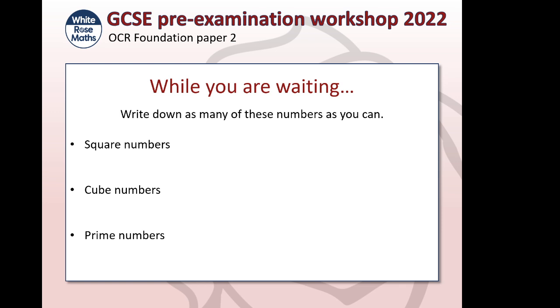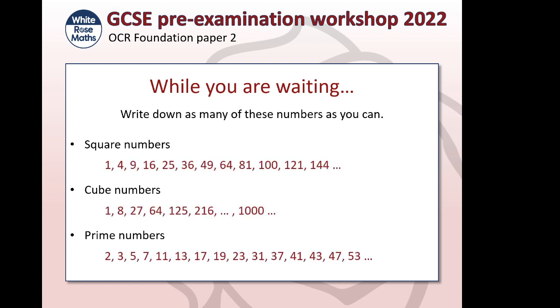So, your square numbers, your cube numbers, and your prime numbers. Square numbers are made by multiplying a number by itself. So 1 times 1 is 1, 2 times 2 is 4. 1 squared is 1, 2 squared is 4, 3 squared is 9, 4 squared is 16, 5 squared is 25, 6 squared makes 36, and so forth.